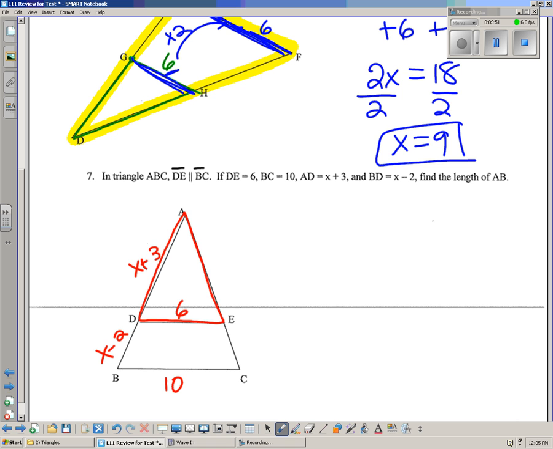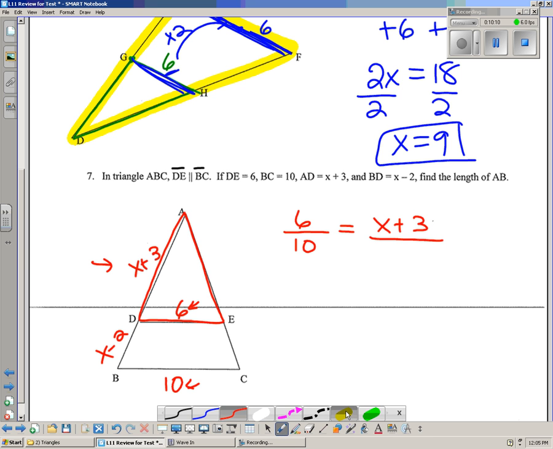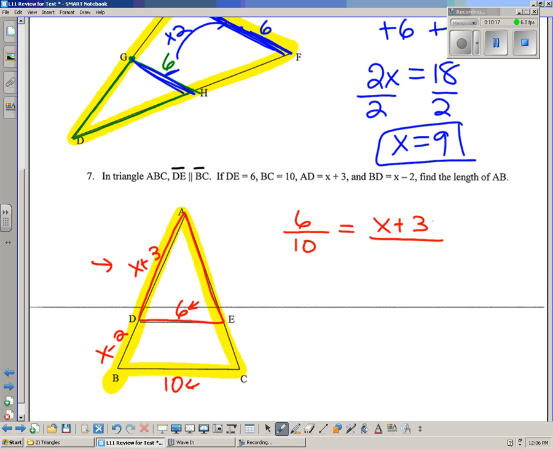So in this case, I'll set up the proportion a little differently. I'll go bottom and bottom. Okay? So 6 in the little triangle, 10 in the big triangle, equals, now we're going to do left side and left side. In the smaller triangle, the left side is just x plus 3. In the big triangle rather, we have to remember x minus 2 is not a full side. I have to take the big side from B all the way up to A. So we have to remember to add the two pieces up.